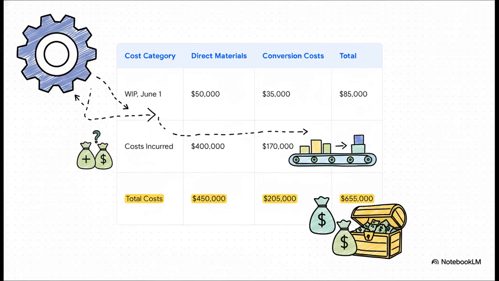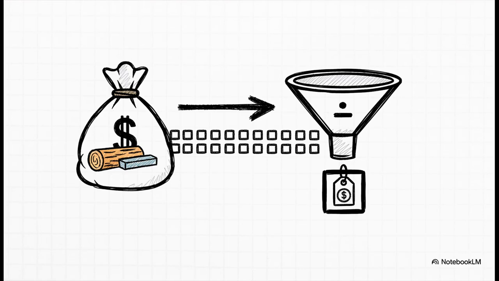For conversion costs, it's $35,000 plus $170,000, which gives us $205,000. That means the grand total costs we must account for this month is $655,000. Now that we have the total cost for materials, we can calculate the cost per equivalent unit. This is a crucial step.